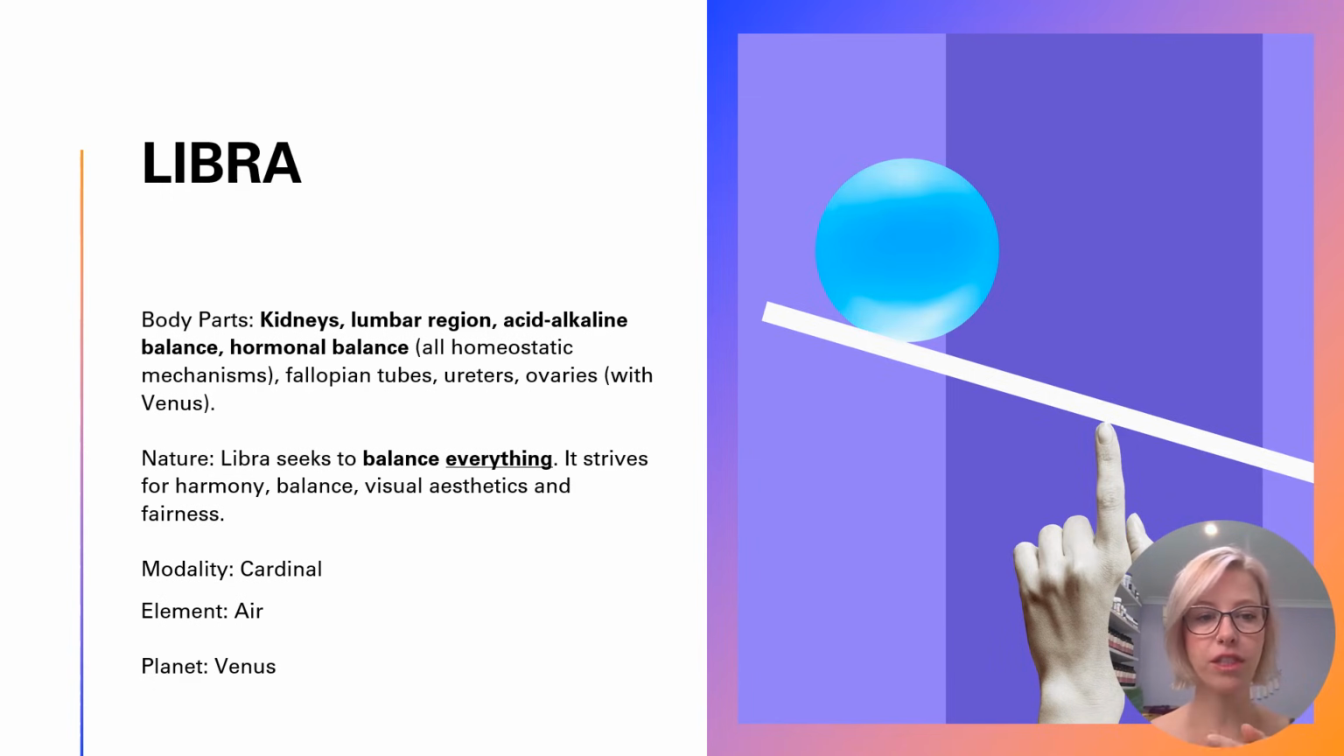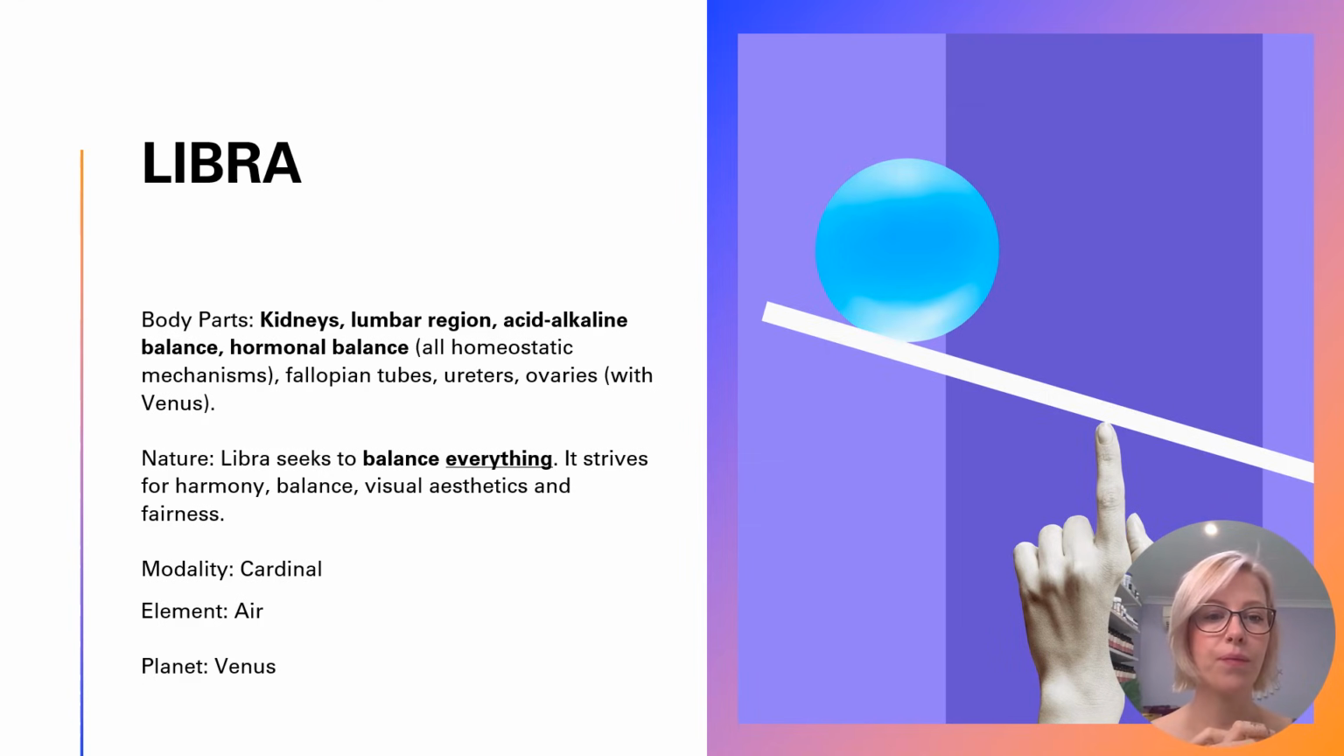I haven't mentioned it here, but Libra also has some part rulership with Aries over the adrenals, because Libra and Aries are on opposite sides of the zodiac wheel. Anything that's sitting opposite, they kind of talk to each other a bit. So the nature of Libra, they seek to balance everything. It strives for harmony, balance, visual aesthetics, beautiful aesthetics, and fairness.